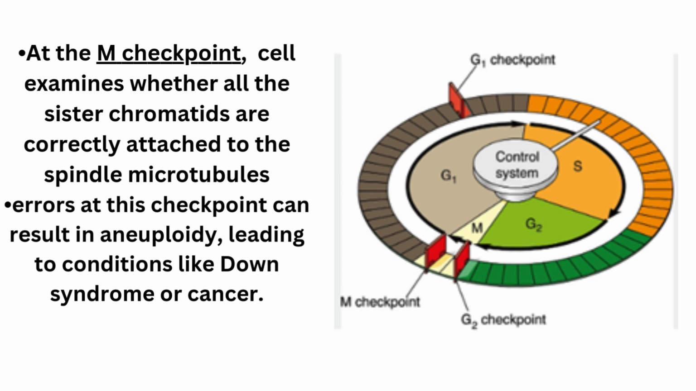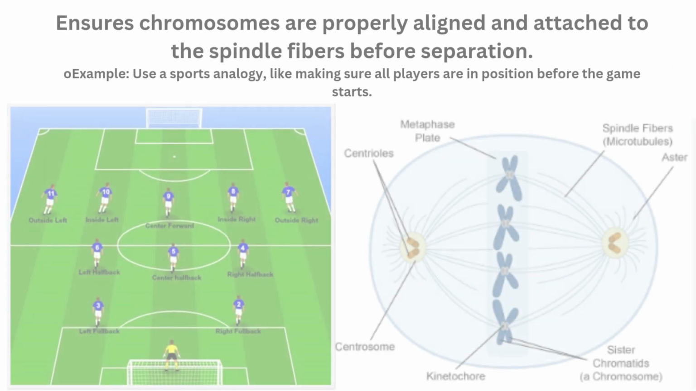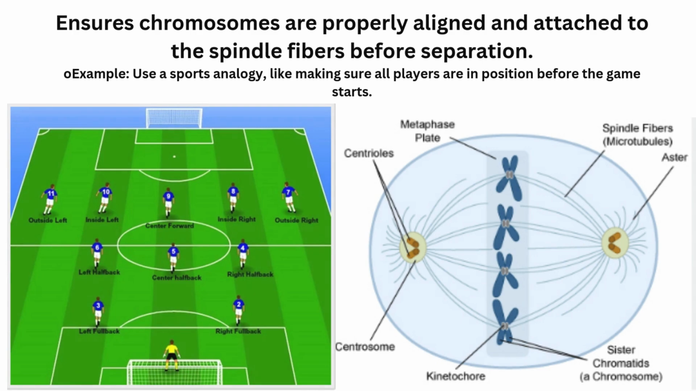Thirdly, we talked about the M checkpoint, also known as the spindle checkpoint. In this checkpoint, the cell examines whether all the sister chromatids are correctly attached to the spindle microtubules. If there are errors at this checkpoint, it can lead to different diseases, like aneuploidy, Down syndrome, or cancer. We also discussed a sports analogy, where we make sure that all the players are in position before the game starts.